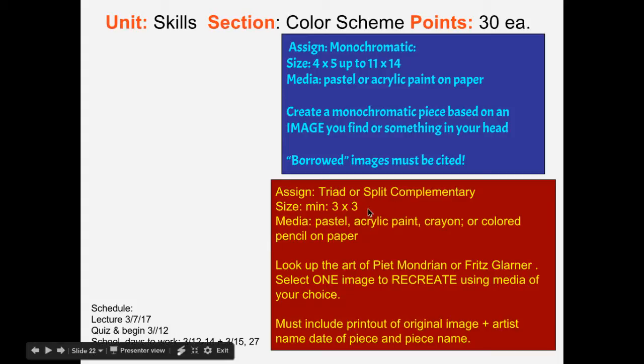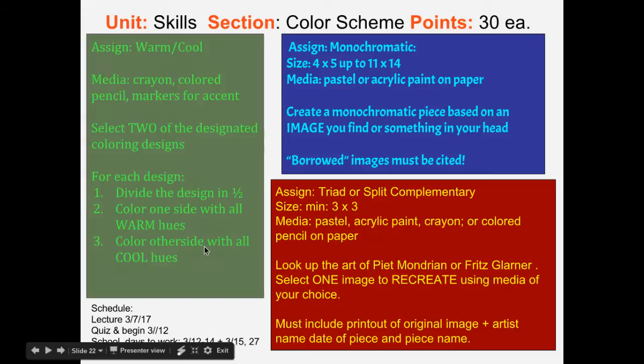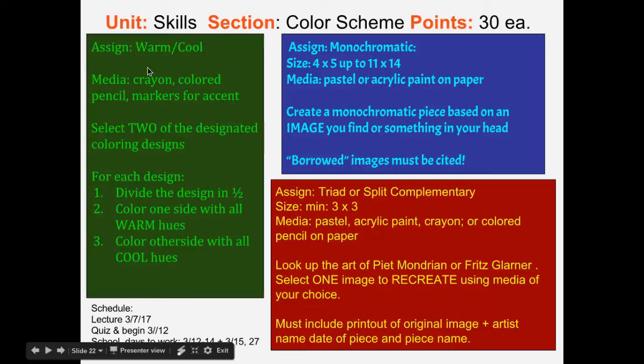The next assignment is using a triad or split complementary. The smallest it can be is 3x3. You may use your pastels, your acrylics, your crayon, or colored pencil, once again, on paper. In this case, I'd like you to look up the artist Piet Mondrian or Fritz Glarner. Select one image they already have done, and I want you to recreate it. You can use any of the media that you want. You must include a printout of the original image and the artist's name, date of piece, and piece's name. Again, 30 points.